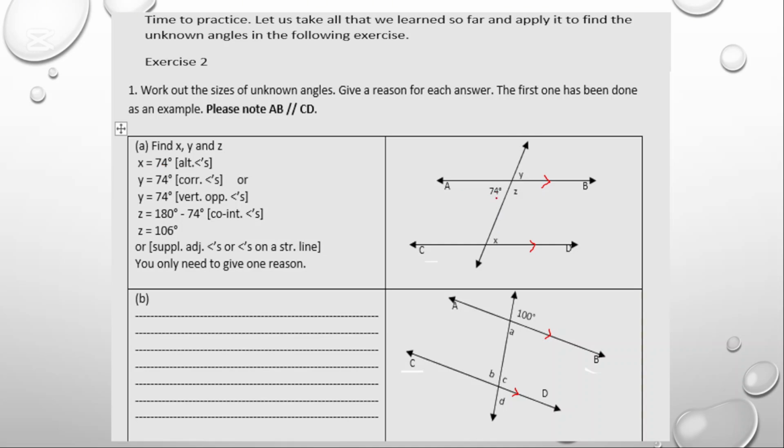X is equal to 74. It's alternate to the given angle. So I have X. Now I will write it in for you. This is 74. So we have this value here.